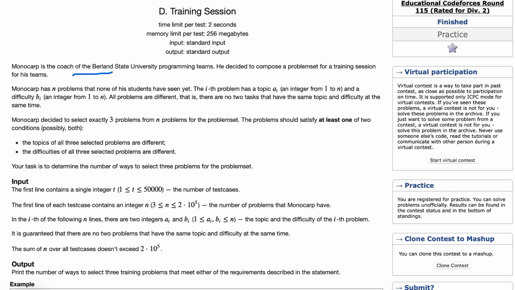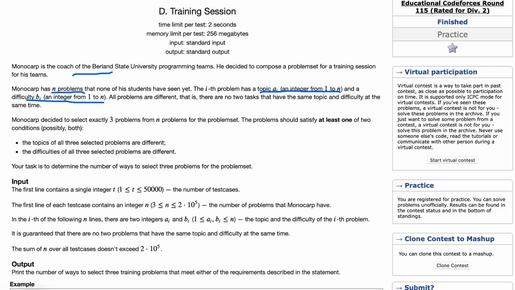Monocarp has n problems that none of his students has seen yet. The ith problem has a topic a_i that ranges from integer 1 to n, and a difficulty b_i that also ranges from 1 to n. All the problems are different. There are no two tasks that have the same topic and difficulty at the same time. So it is already assured in the question that all the problems are totally different.